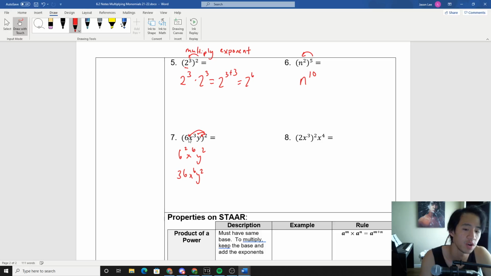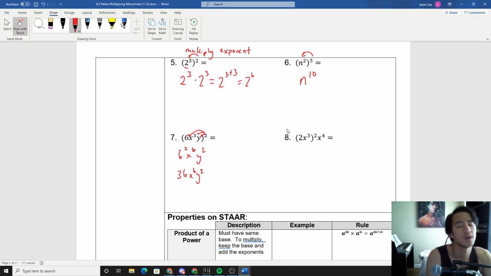So whenever the thing on the inside has more than one thing going on, you're going to have to distribute the exponent on the outside. Okay, so go ahead and try number 8 on your own. Remember to distribute the exponent on the outside, and then you're going to have to combine the x's at the end. Go ahead and try that.